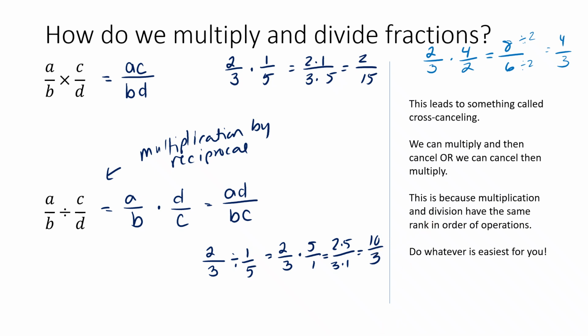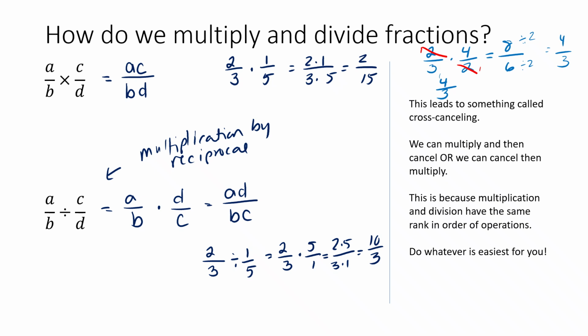And so cross canceling is this. If you've got something in the numerator and something in the denominator, you can go ahead and cancel those out as common factors before you ever do the multiplication. And of course, 2 divided by 2 is 1. So you end up with 1/1. And then you would multiply those. And then you have the 4 in the numerator and the 3 in the denominator. And we just saved ourselves the nuisance of multiplying and then dividing.